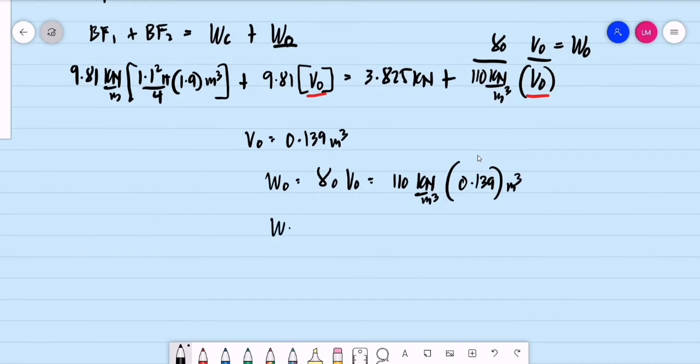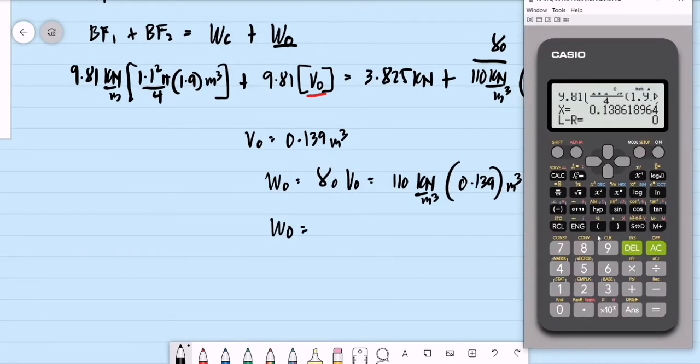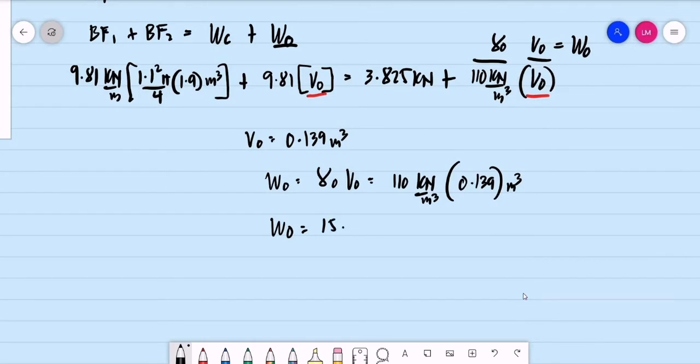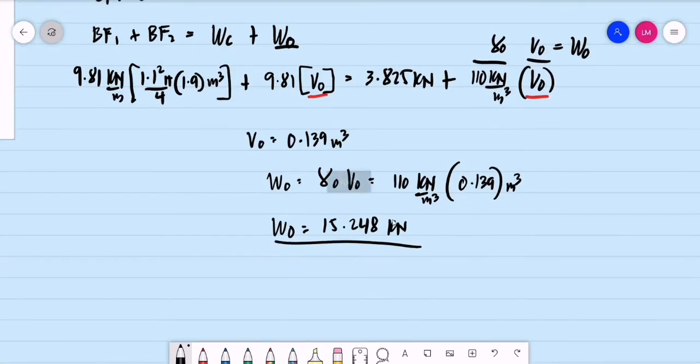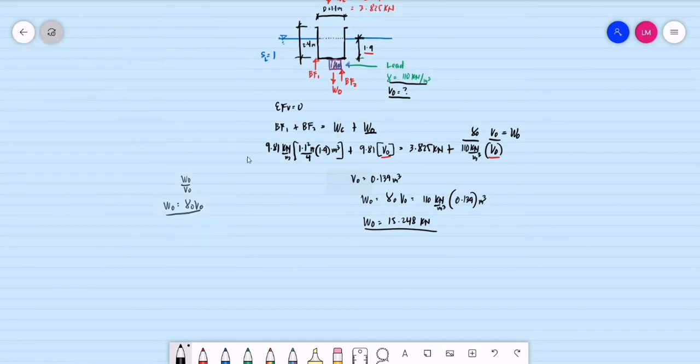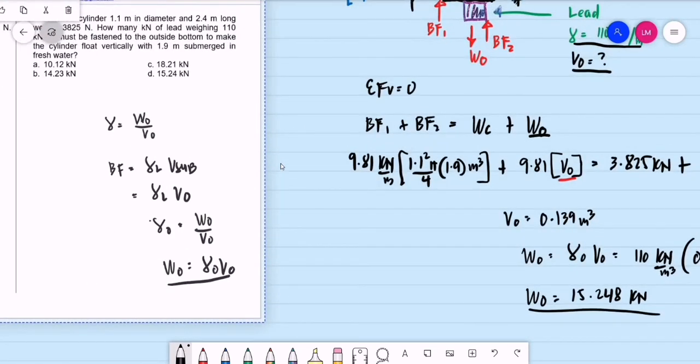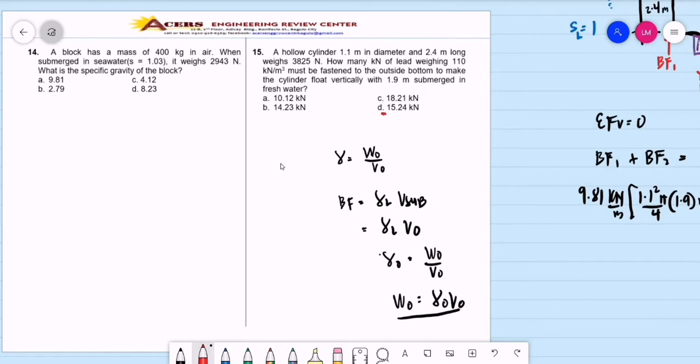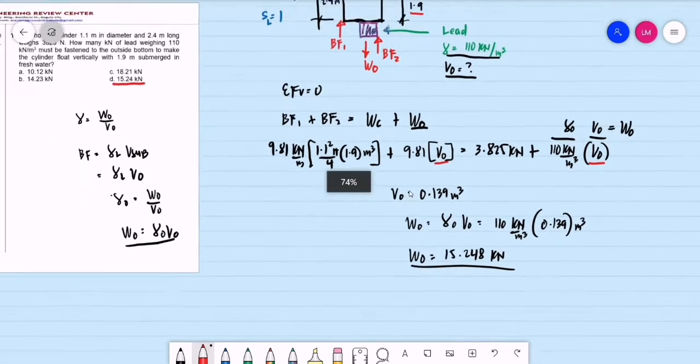So let's have the weight of the lead. We have the weight of the object is equal to, so maybe we can use the stored value, answer multiplied by 110 kilonewtons per cubic meter. So we're having a value of 15.248 kilonewtons. Let us check on our choices. Okay, so the closest value is letter D. This is 15.24. So this will be our solution for problem number 15.